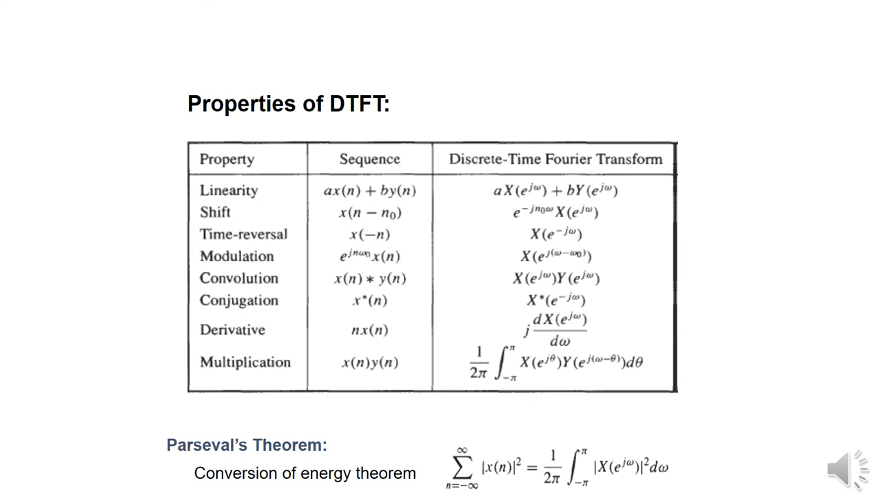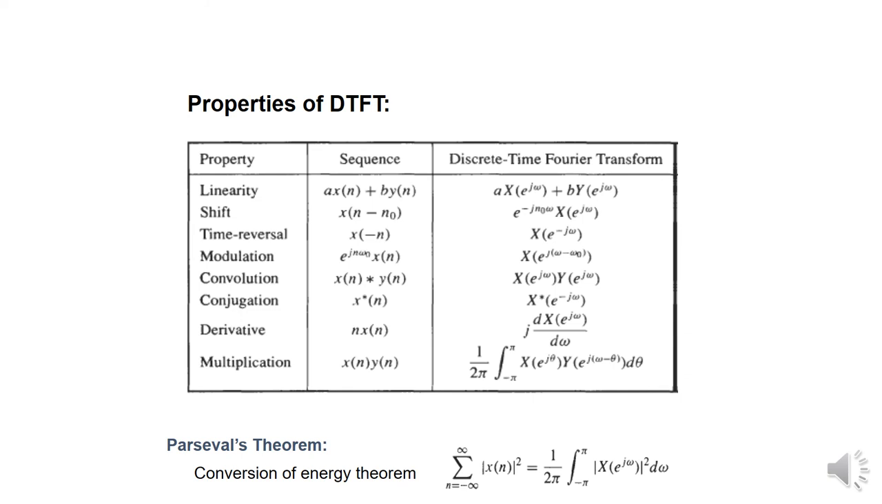So x[n minus n naught]. If you shift your function in the time domain, what will happen in the DTFT is it will be multiplied by e to the power minus j n naught ω. n naught is the value by which you have shifted your time domain signal, right? So it will be multiplied by X(e^jω), or X(ω), right?